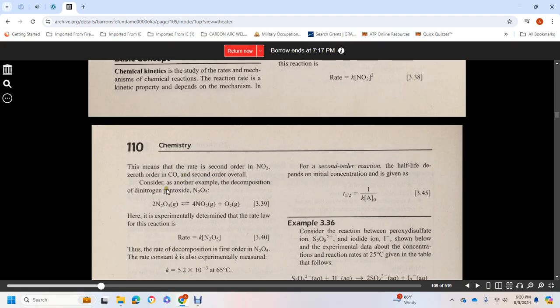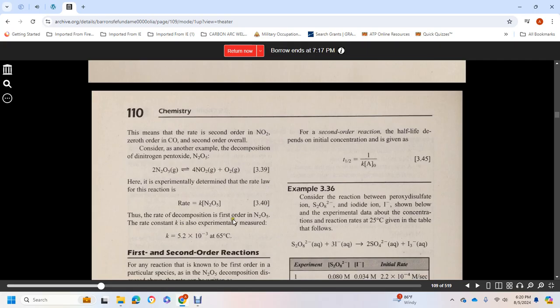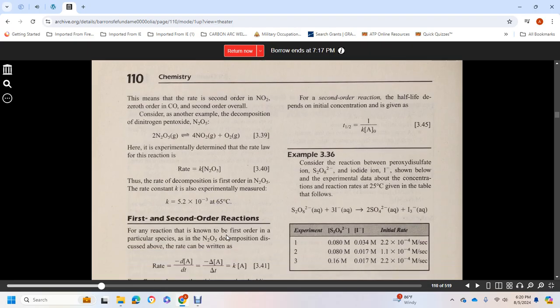Consider another example, the decomposition of dinitrogen pentoxide to nitrogen dioxide and oxygen. The rate law of this reaction is determined experimentally: rate equals the rate constant k times [N2O5]. The rate of decomposition is first order in dinitrogen pentoxide. The rate constant is experimentally measured as 5.2 times 10 to the minus 3 at 65 degrees Celsius.